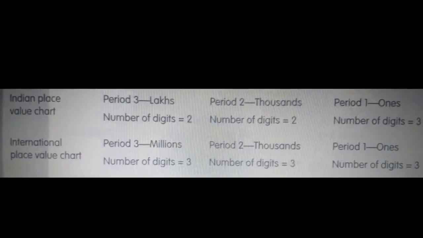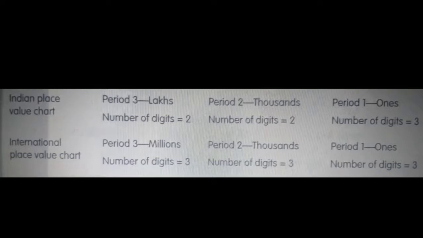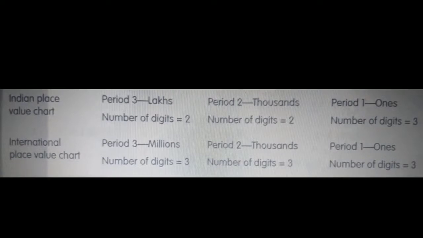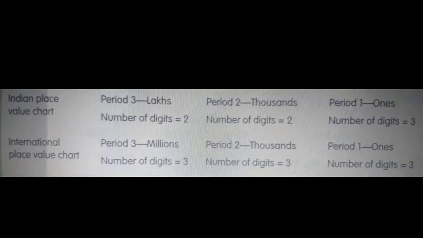So from this chart, what do we observe? We observe that the third period is the lakh period. The number of digits in it is 2. The second period is the thousand period. The number of digits in it is 2. The last period, that is the ones period, has 3 digits. However, in the international place value chart, period number 3 is the millions period, that comprises 3 digits. The second period is the thousand period, that again comprises 3 digits, and period number 1, the ones period, again comprises 3 digits.